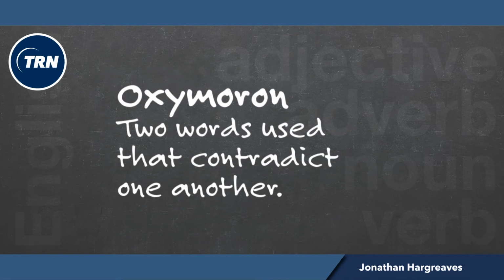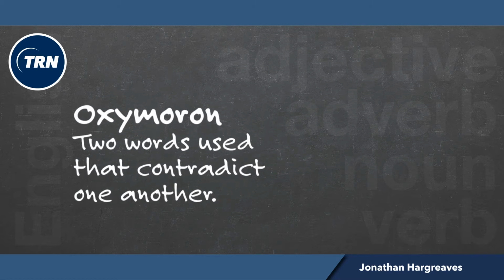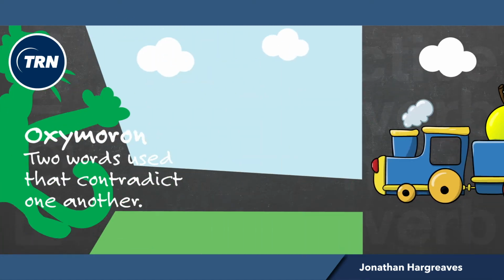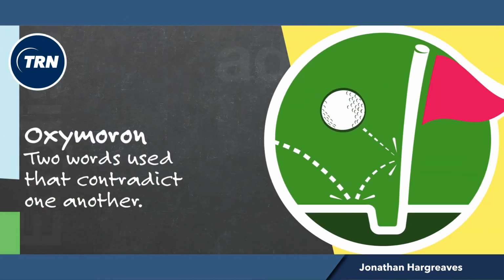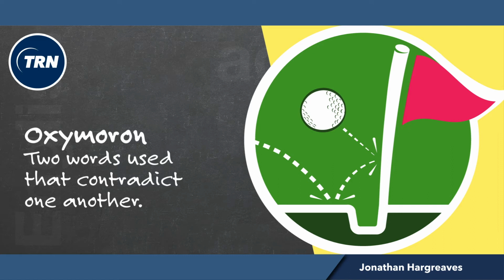An oxymoron is when two words are used that contradict one another. So we could say, act natural. Same difference. That was a near miss. Contradictory words.